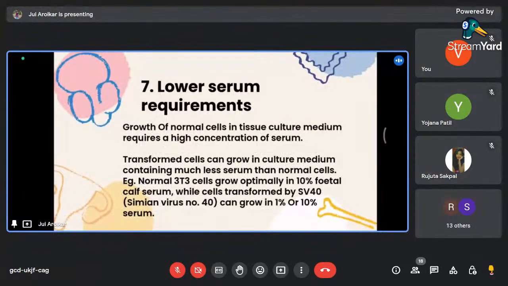The seventh property is lower serum requirement. Growth of normal cells in tissue culture medium requires a high concentration of serum. Transformed cells can grow in culture medium containing much less serum than normal cells. For example, normal 3T3 cells grow optimally in 10% fetal calf serum, while cells transformed by SV40, which is simian virus number 40, can grow in 1% serum.